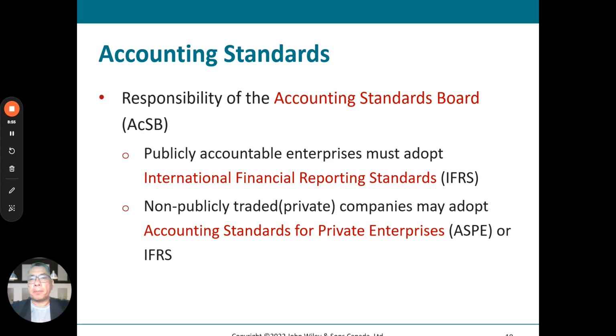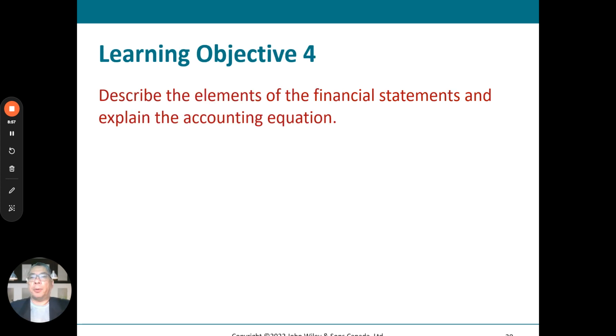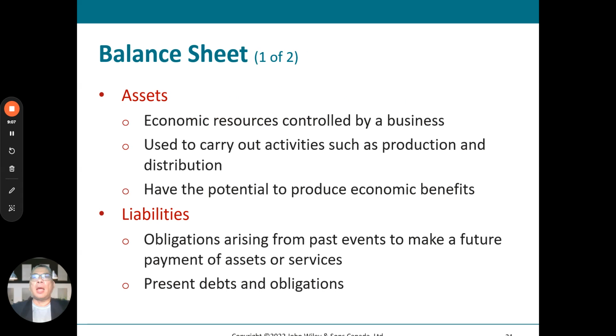Learning objective: describe the elements of the financial statements and explain the accounting equation. The balance sheet consists of three things: assets, liabilities, and owner's equity. We're going to discuss each. The first one is assets. Assets are the economic resources controlled by the business. They are used to carry out activities such as production and distribution and have the potential to produce economic benefits.